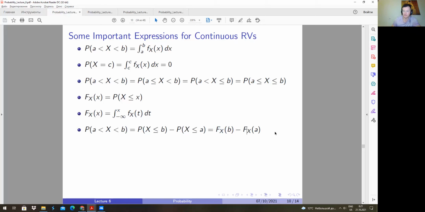So all of this is just some arithmetic, but all of these properties are going to be used throughout the whole sequence of our statistics and econometrics subjects.